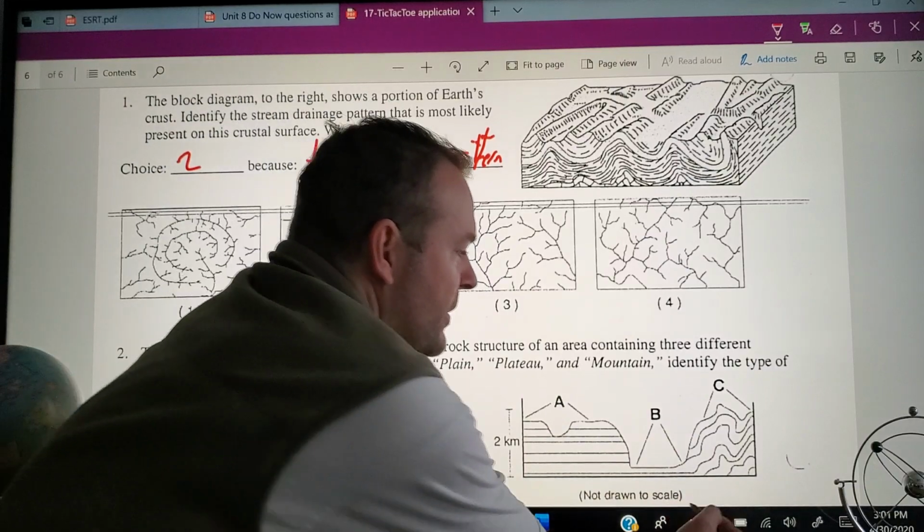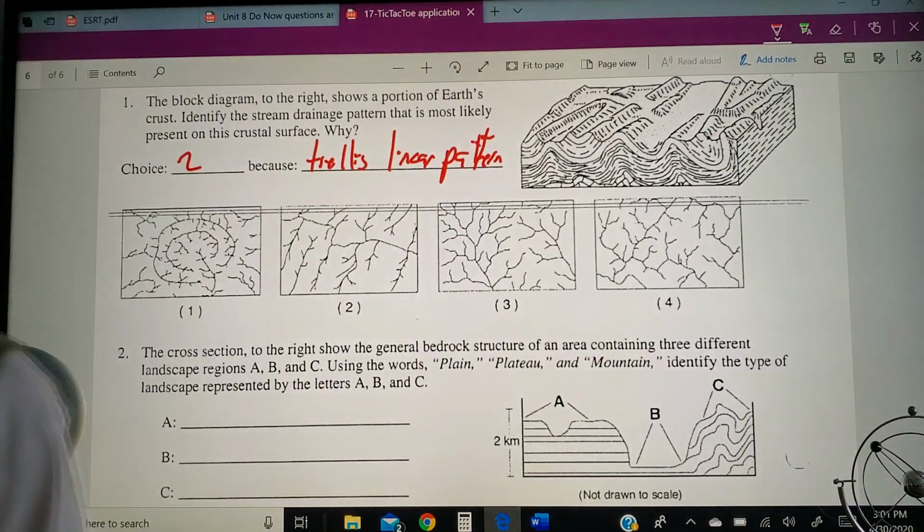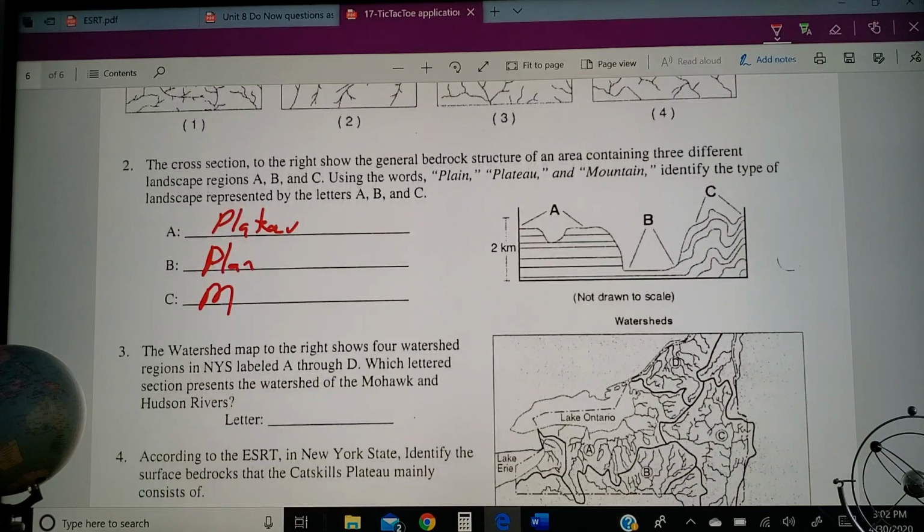And of course, this is uplifted and all distorted, right? That's your mountainous regions. All right, so A, of course, is your plateau. B is your plains. And C is the mountainous region. Okay.